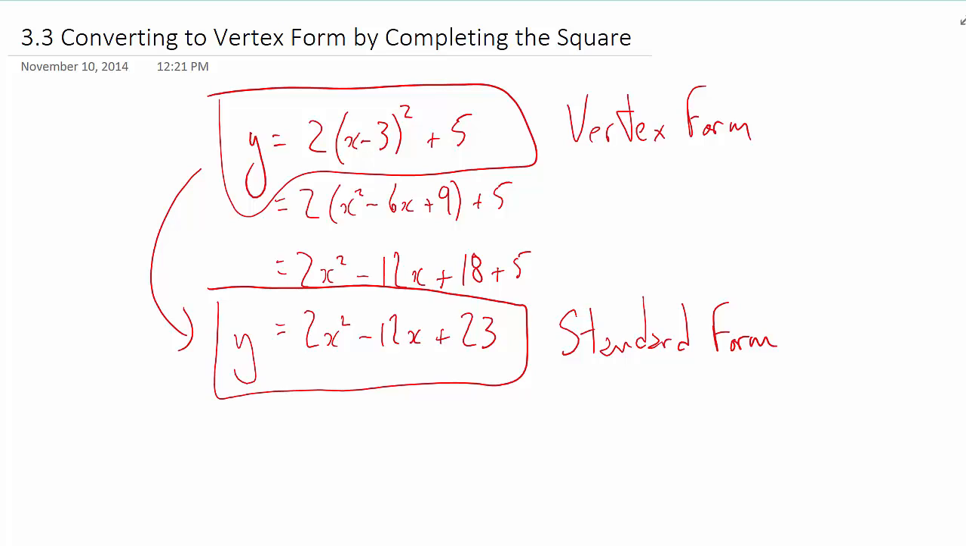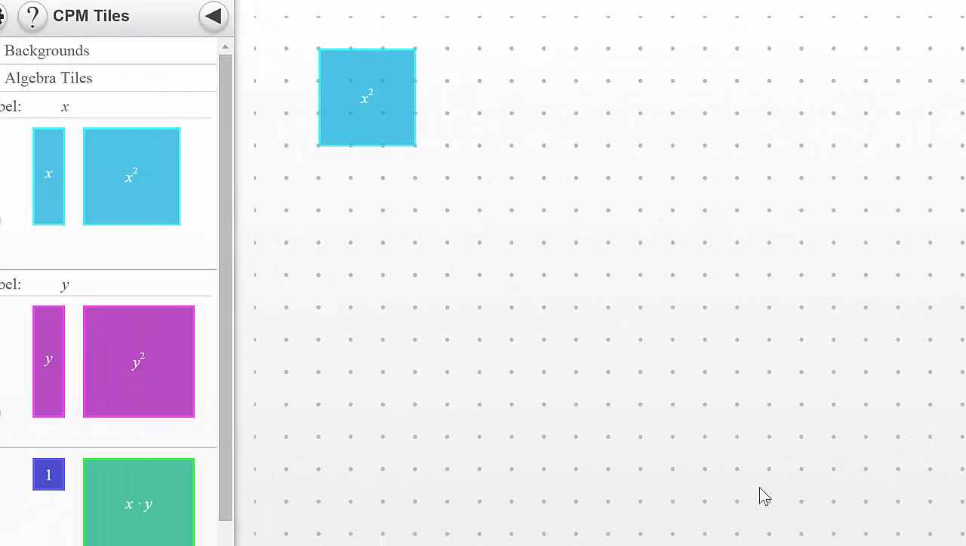The answer? By being very, very sneaky. We use a process called completing the square. Do you remember algebra tiles? I know, you hate them. That's fine, but they are really good at demonstrating this concept.